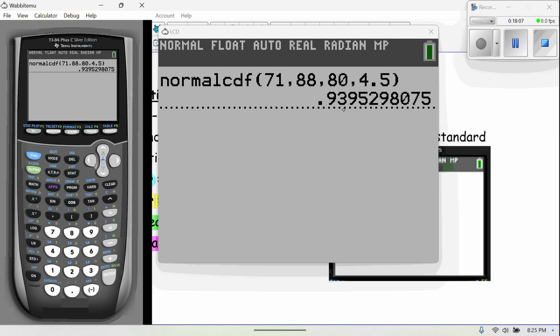93, I'd probably round that up to 94% of all scores would be between 71 and 88 if there was an average of 80 and 4.5. Remember, they're going to give you all 4 of these numbers. They're asking you for the percent. That's the probability, 0.9395. But we would call that 93.9, or maybe even 94. But writing this down is showing work.